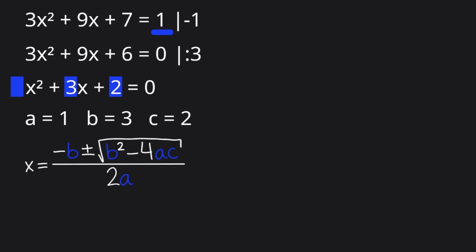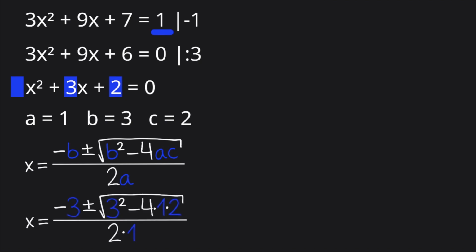Now we're going to take the quadratic formula and insert our a, b, and c into it. We simplify that and find out that our solution is minus 3 plus minus 1 divided by 2.